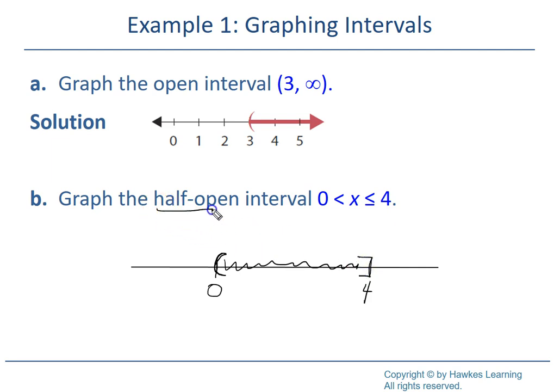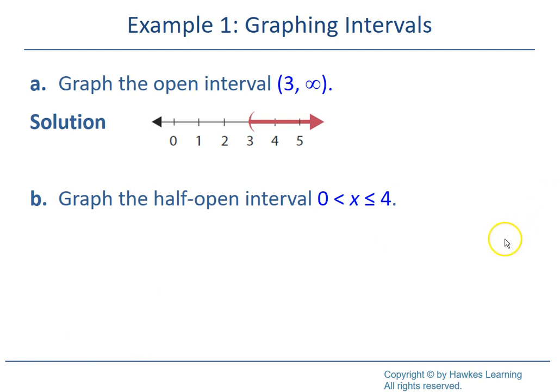And then this is what we call half open. This is the open part. This would be the closed part. And then interval notation for this, right from the graph, it's a parenthesis, 0, 4, bracket. So we see it there. There's the graph.